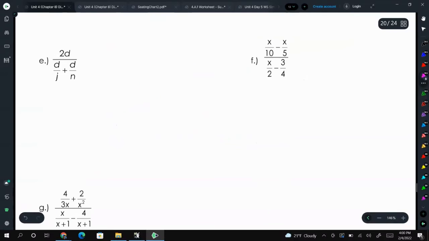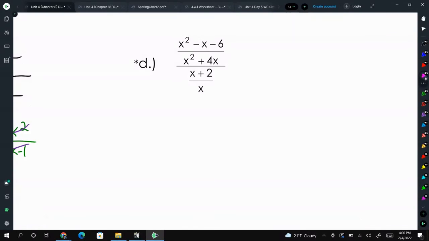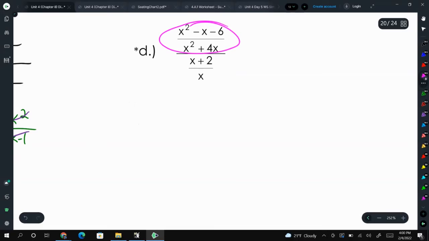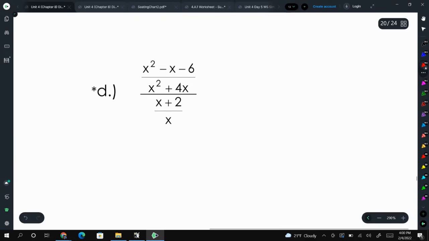All right, let's look at letter D. The nice thing about letter D is that the denominator of the big fraction doesn't have anything being added or subtracted. Like, we don't have two separate fractions. We just have one fraction here, and we have one fraction here. So this makes it a little bit easier to handle.